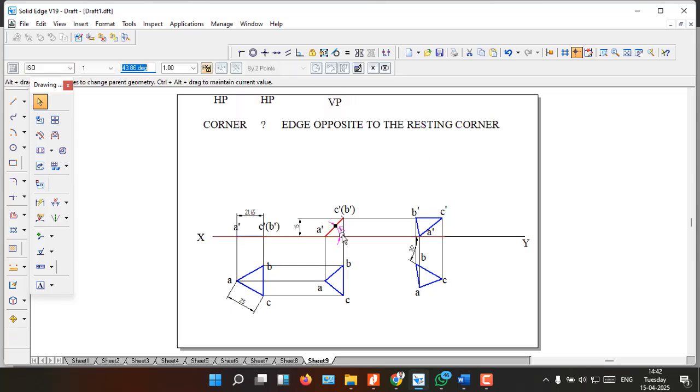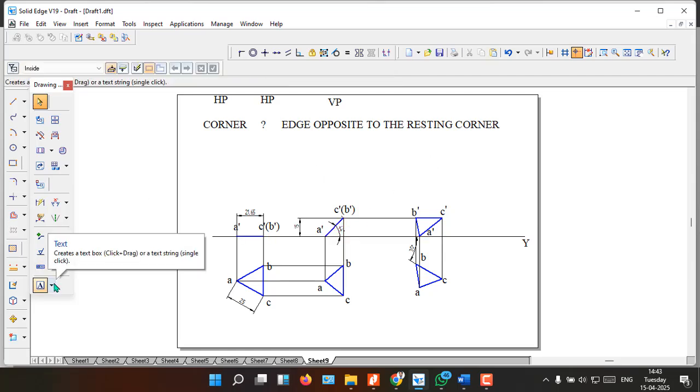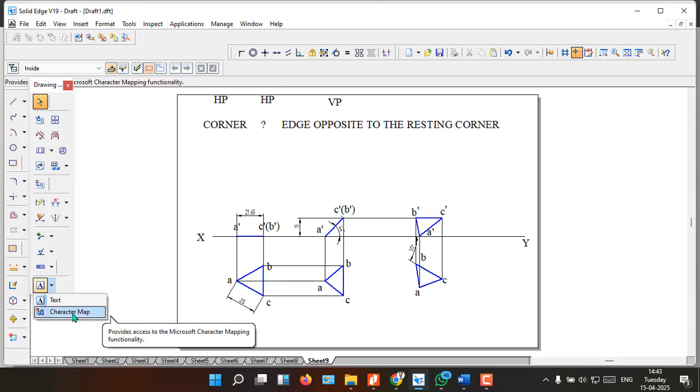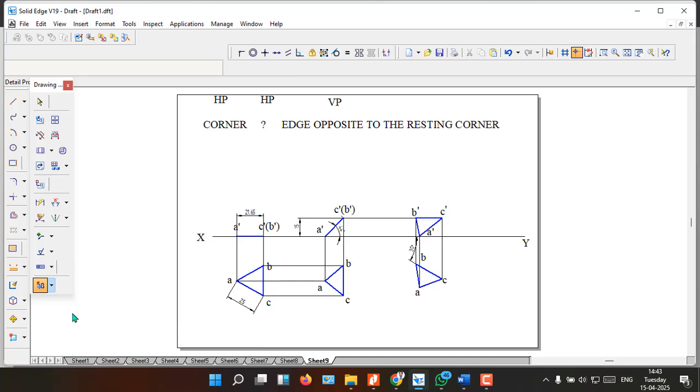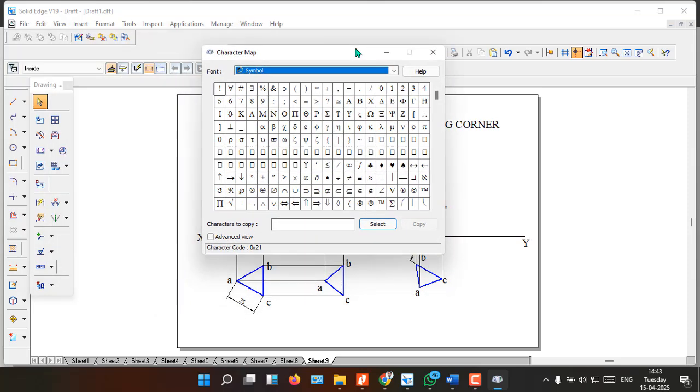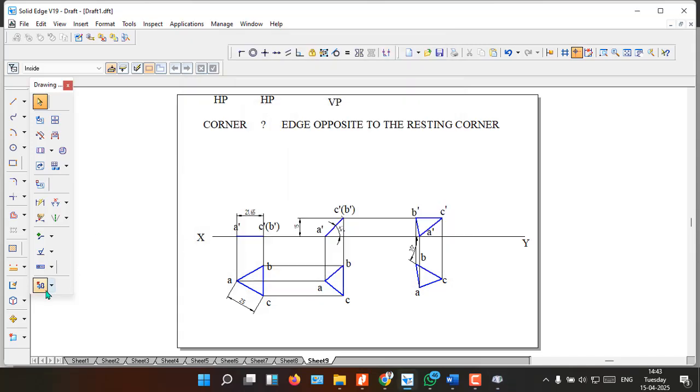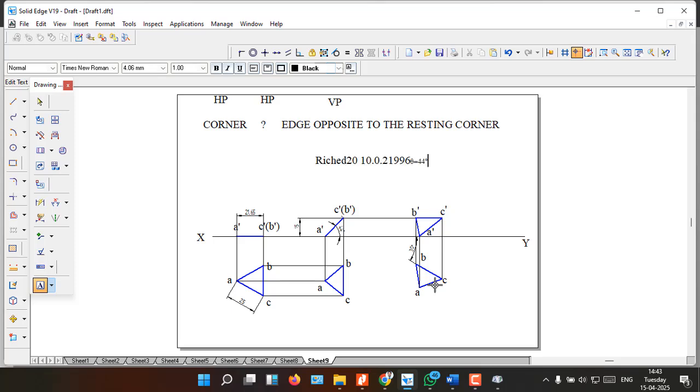So now the angle we got is 44. That is nothing but a theta. So how to insert a theta here in the text command? There is an option called character map. When you click on that one, you will get one window like this. In this one, you are supposed to go back to the symbols here, and here you will get a theta symbol. Select it, is equal to 44, and here you will get a degree also. Select, okay, and copy, minimize this one. Again, go back to the text, click here, and Control V. You will get everything like this.